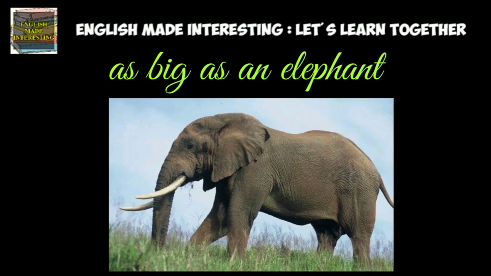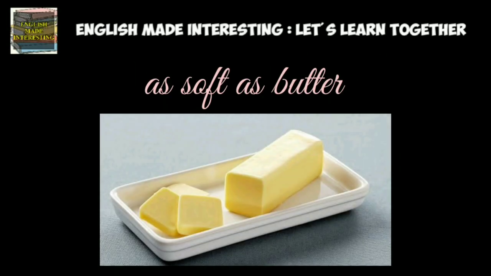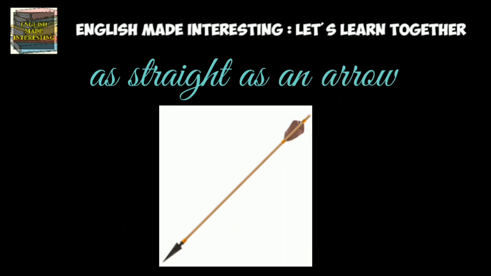As big as an elephant. This refers to something that is very big or huge in size. As soft as butter refers to something which brings ease and comfort. As straight as an arrow which means someone who is honest and genuine.